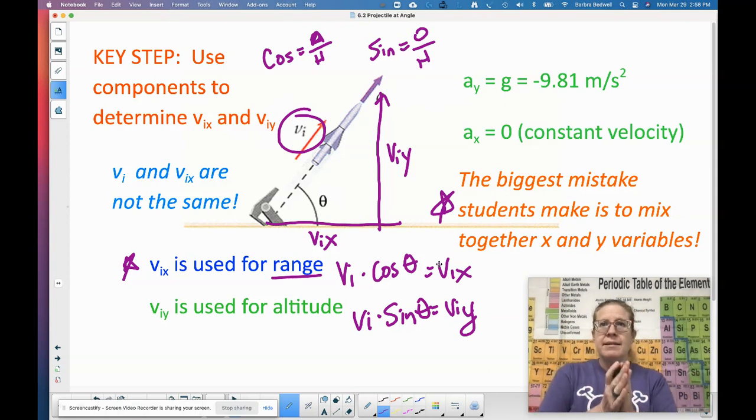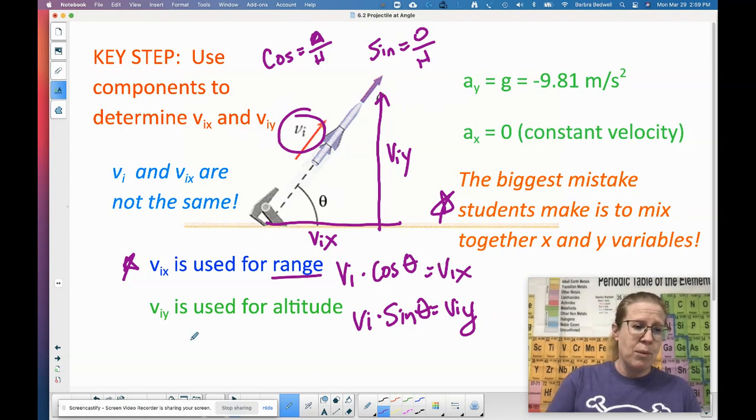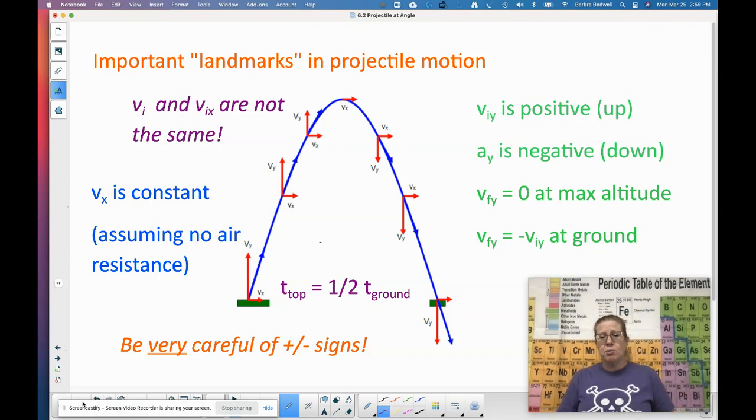So in any one equation that you're using, you may only have either all X variables or all Y variables. The one thing that could be between the two is time, because the time in the X and the time in the Y are the same thing. So you've got to be really cautious about what you're doing with your equations. Be very methodical about this. So again, step one is going to be to use vector components to turn your initial velocity into the X and Y components.